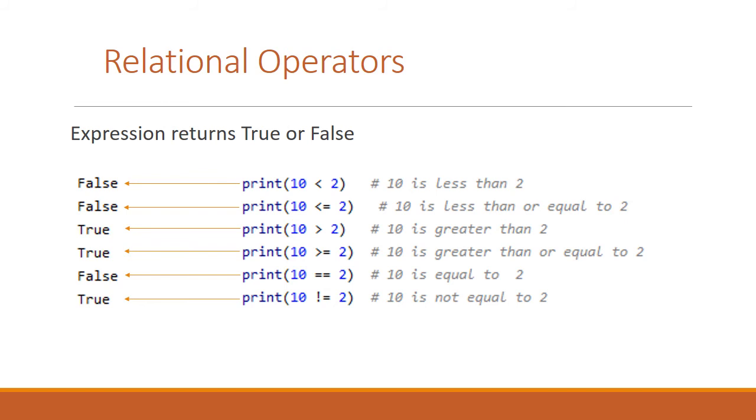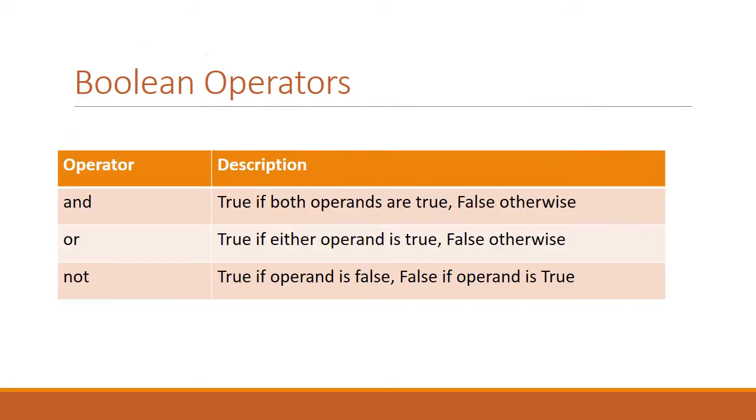It's important to note that to ask the question if 10 is equal to 2, equal is a double equal sign. And notice that for not equal, we have an exclamation mark and an equal sign. In addition to our relational operators, we have Boolean operators. Our Boolean operators are and, or, and not. It's important to note that these Boolean operators only operate on Boolean values.